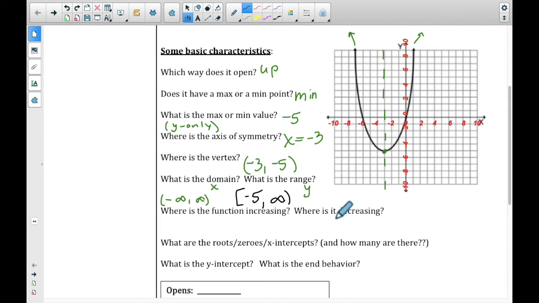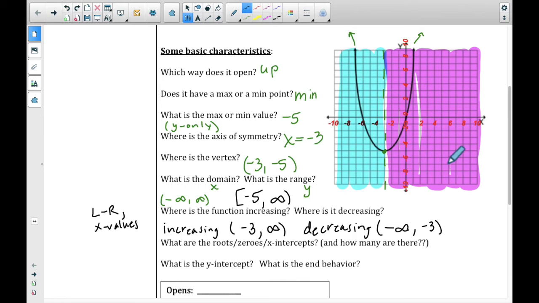Okay, increasing, decreasing. Remember, this is when we talk about that ant. We always look at increasing and decreasing from left to right, and we always use our x values to describe it. And so from left to right, if we have that ant, and that ant is crawling down or crawling up, so where is it increasing? We're talking about the x values.